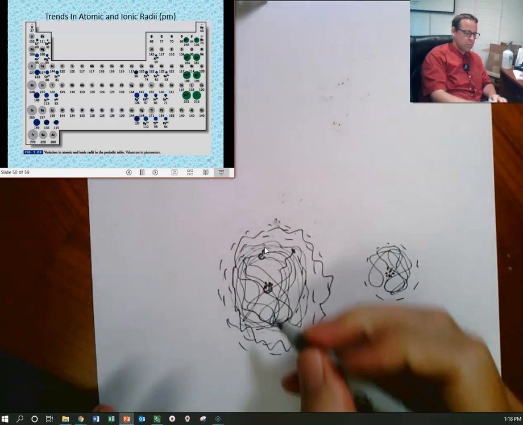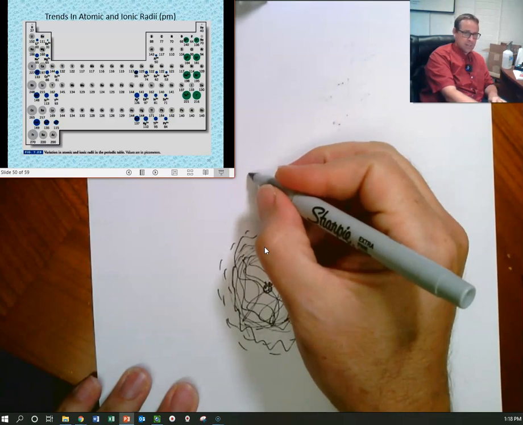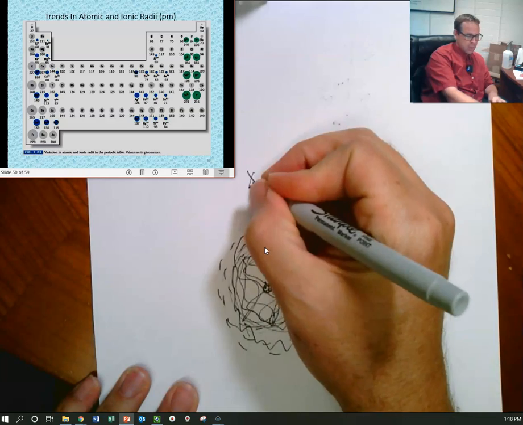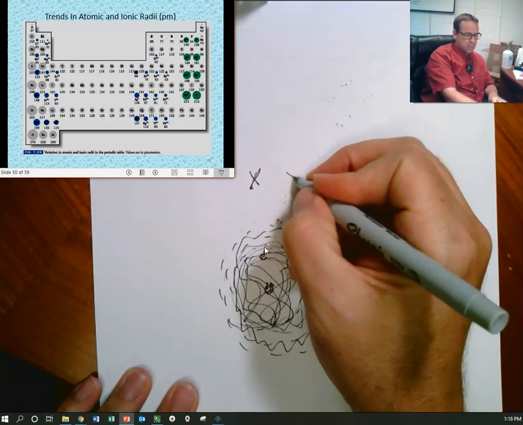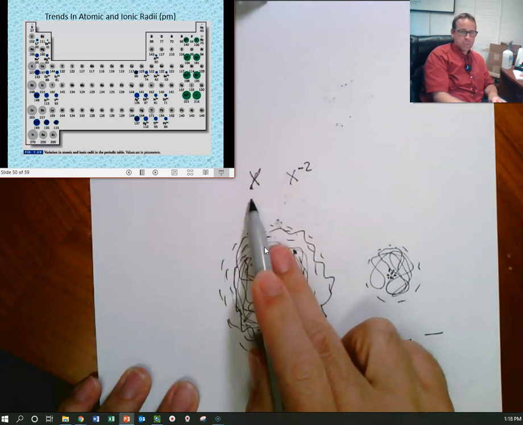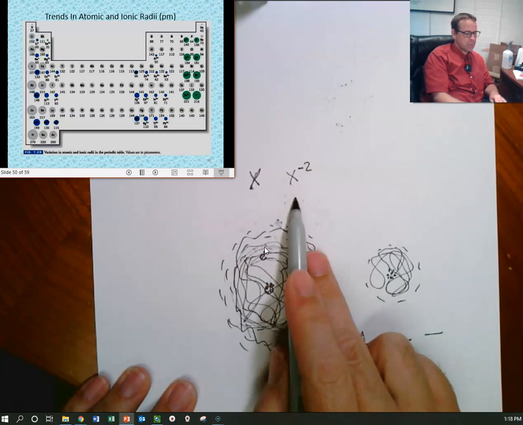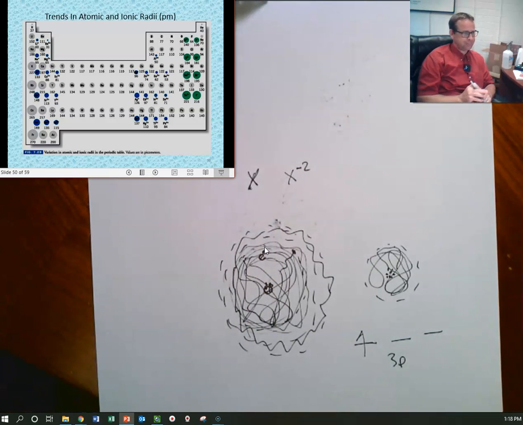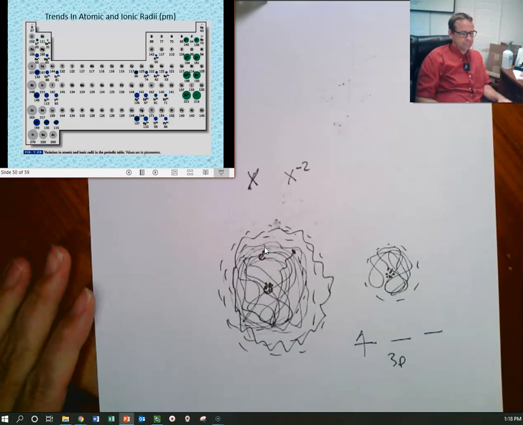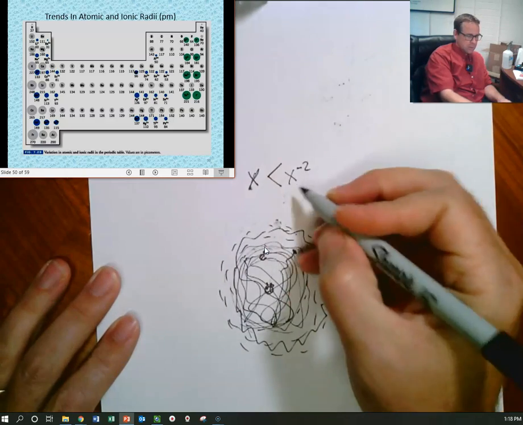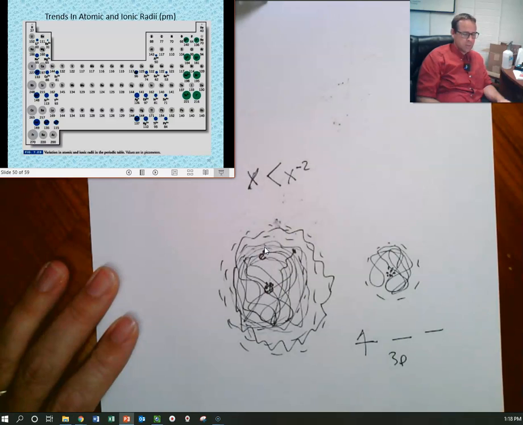Very good. So the analogy is comparable to something like X, where this atom has a certain size, compared to X with 2 extra electrons. Which one do you think would be larger, Samantha? X or X with 2 extra electrons? X with 2 extra electrons. That's right. The extra electrons make it larger.